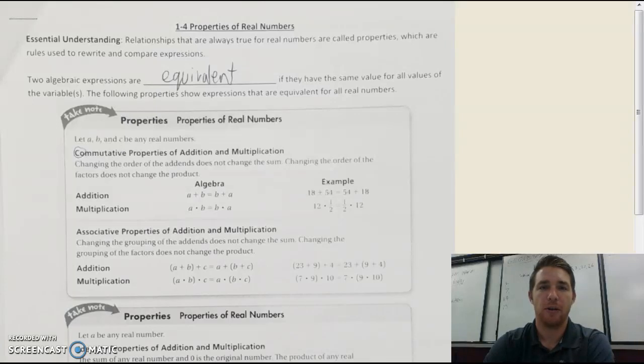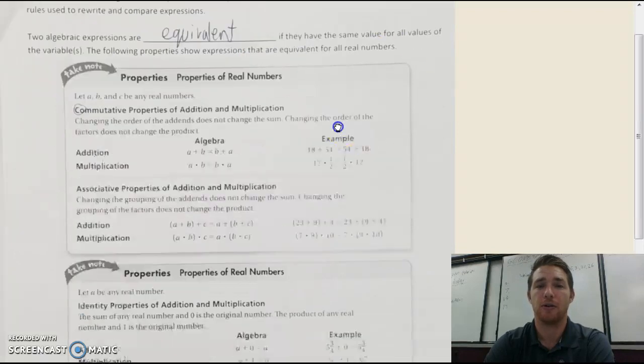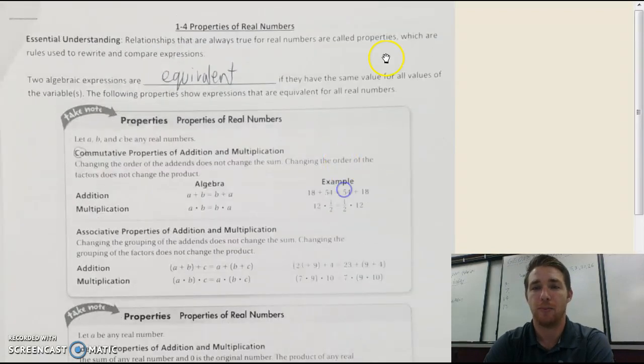Section 1.4, we're going to be talking about properties of real numbers. When I say that, I mean that relationships are always going to hold true for those real numbers, and we use that as a property, which we can use to rewrite and compare some expressions. And we know that two algebraic expressions, remember expressions that contain variables, are equivalent if they have the same value for all values of the variables. The following properties show expressions are equivalent for all real numbers.